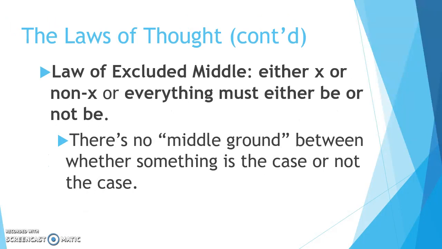The law of excluded middle. Either X or non-X, or everything must either be or not be. There's no middle ground between whether something is the case or not the case. Either human beings landed on the moon or they did not, for example.